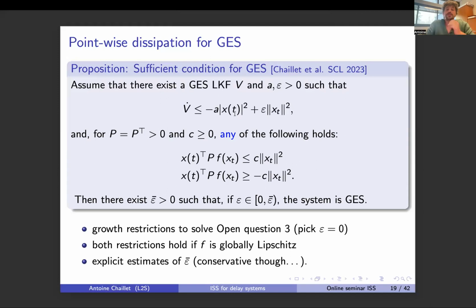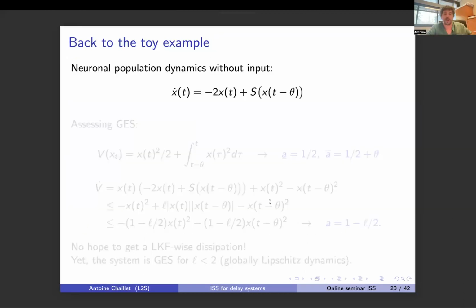An important point to notice is that any of these two conditions trivially holds when f is globally Lipschitz. So at least for globally Lipschitz systems, once you have a pointwise dissipation, you have global exponential stability. And in the paper, we provided an explicit estimate of this epsilon bar, the maximum epsilon you can tolerate, but as often with Lyapunov techniques, it's, I think, a very conservative value of epsilon bar, but at least it exists. All right, so let's try to see how it applies to the previous example of neuronal population.